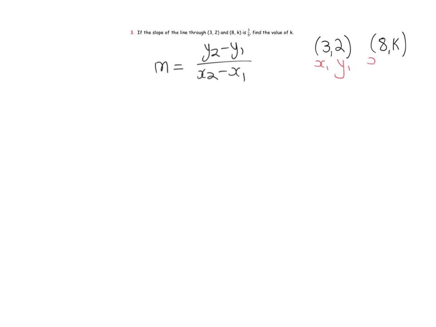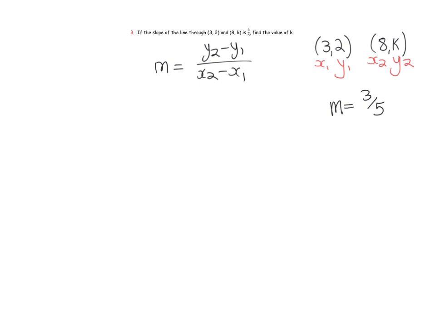The third question we have is: if the slope of a line through (3, 2) and (8, k) is 3 over 5, find the value of k. So the first thing we do here is talk about the slope formula. The slope formula: m is equal to y2 minus y1 over x2 minus x1. So we have 2 points, (3, 2) and (8, k). Now I'm going to label these x1, y1 and x2, y2. And we also have that m, which is the slope, is equal to 3 over 5.